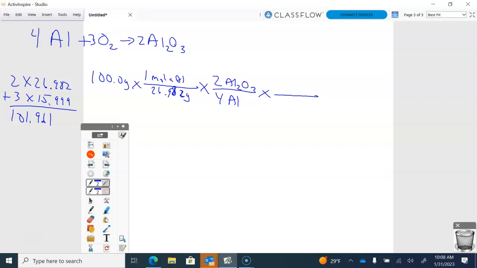So it'd be 1 mole of Al2O3, aluminum oxide, is equal to 101.961 grams. And now I know how much aluminum oxide I can make with that much aluminum. So 100 times 2, times 101.961, divided by 26.982, divided by 4. And I'm getting 188.9 grams.